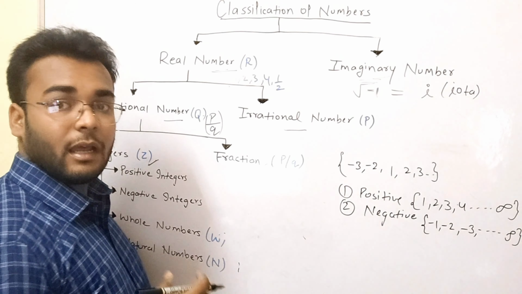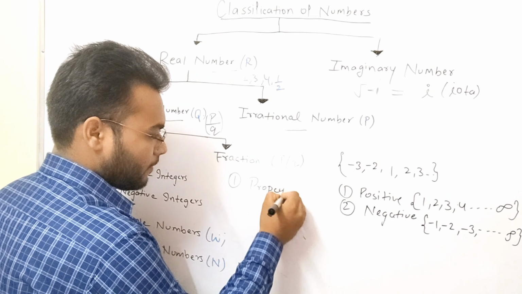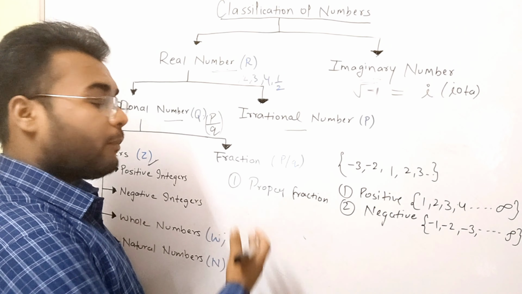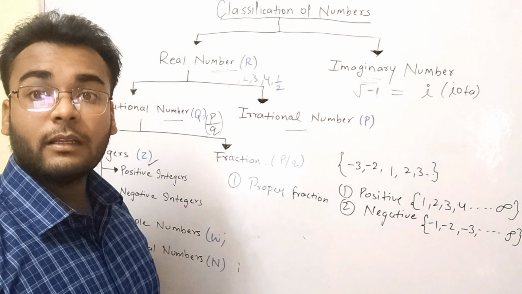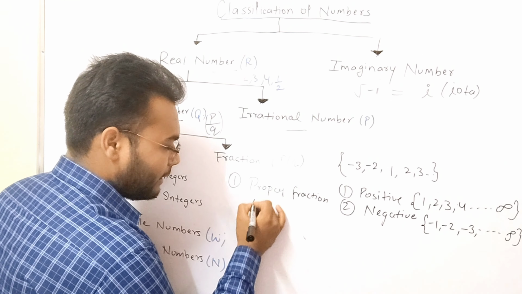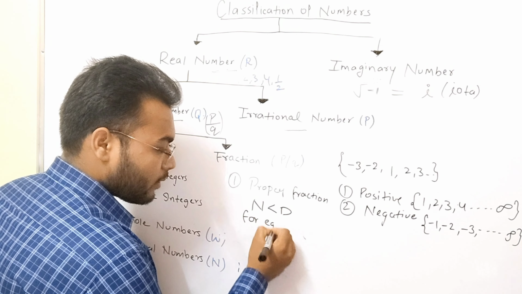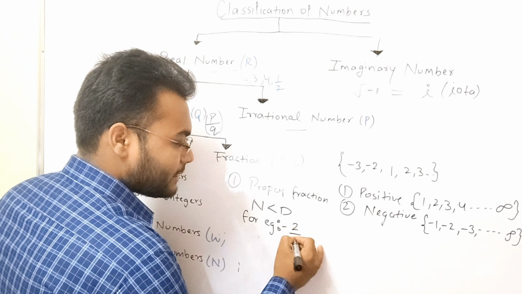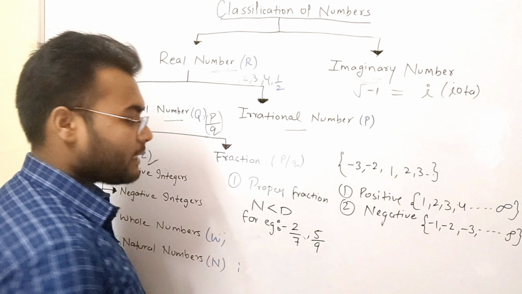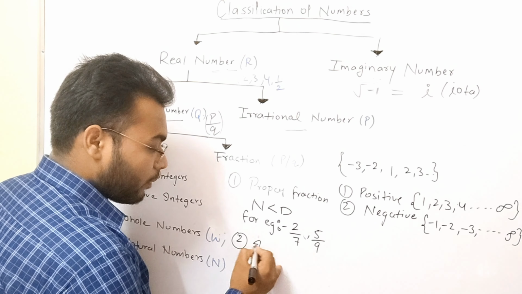So fractions are of three types. One is proper fraction. What is proper fraction? A proper fraction is a type of fraction where the denominator is greater than the numerator. For example, 2 by 7, 5 by 9. These all are examples of proper fraction. The next is improper fraction.